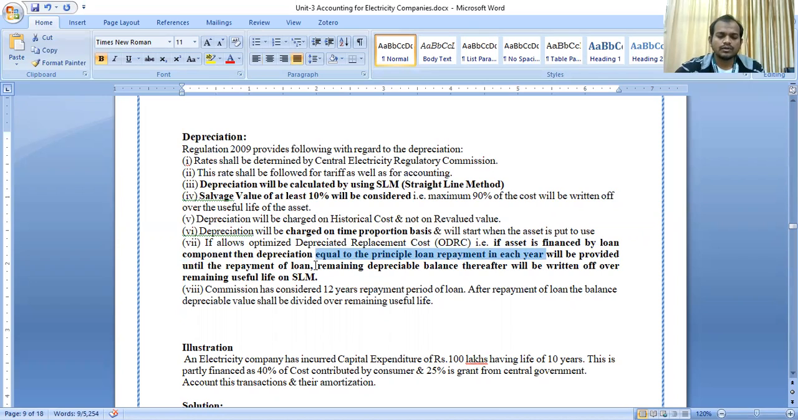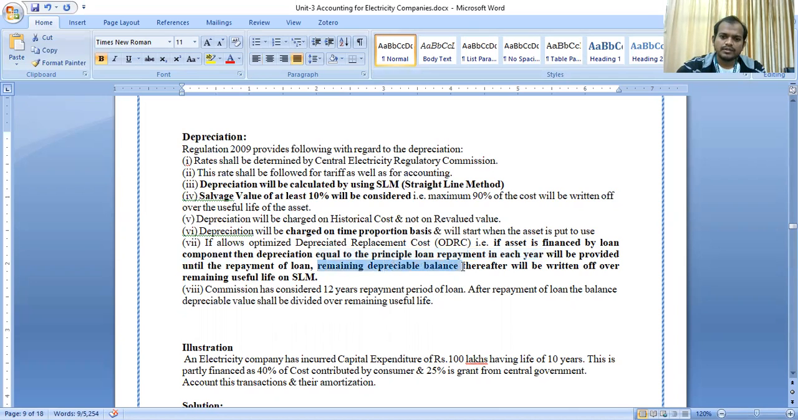Suppose the loan repayment period is 10 years and the loan is 350 lakhs. So each year we have to provide a depreciation of 35 lakhs, that is 350 divided by 10 years. So 35 lakhs we have to provide as depreciation, equal to the principal loan repayment in each year.